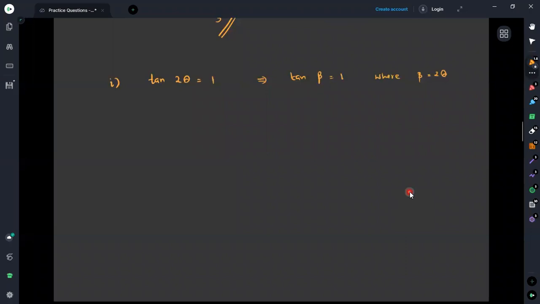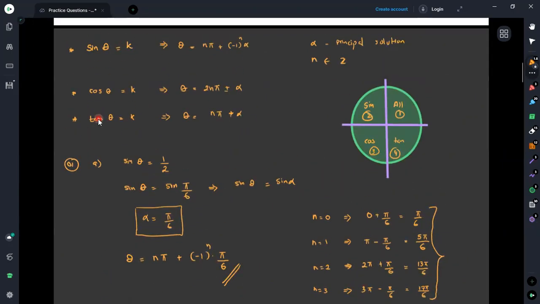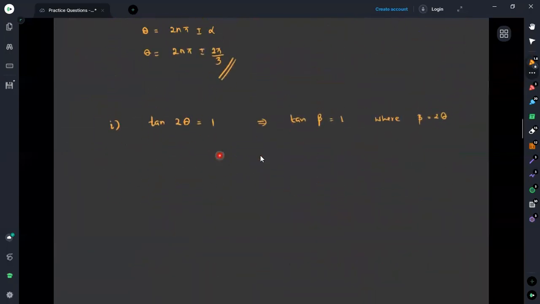Then for tan theta, what we know is the equation: if tan theta equals k, then theta can be obtained as n times phi plus alpha. Using that equation, first we need to write down this equation. Therefore, instead of theta, I will continue using tan beta. Then tan beta equals 1. The value that we are getting for tan beta equals 1 is phi over 4.